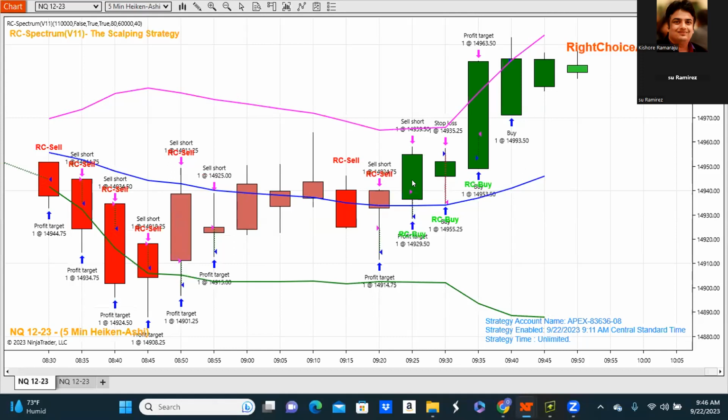When red turns to green, buy QQQ calls on NQ, and when green turns to red, buy QQQ puts. Or if we are looking at an ES chart, buy SPY calls when red turns to green, and when green turns to red, buy SPY puts.